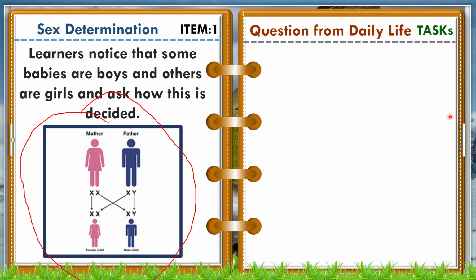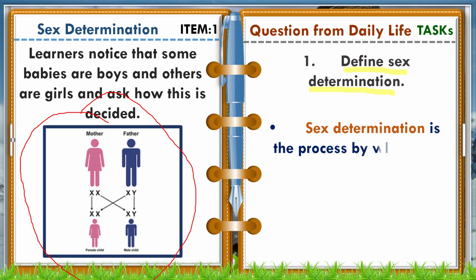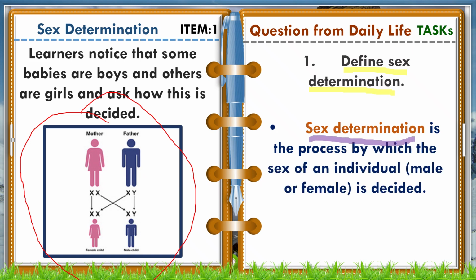Tasks. Define sex determination. Sex determination is the process by which the sex of an individual, either a male or female, is decided.